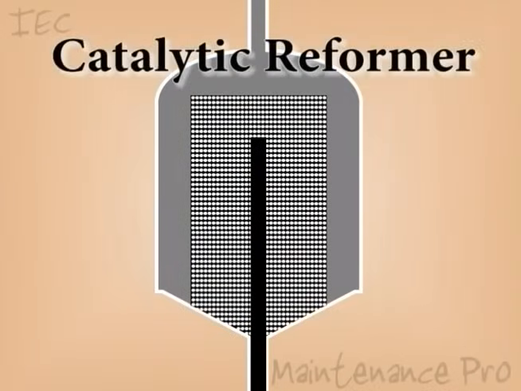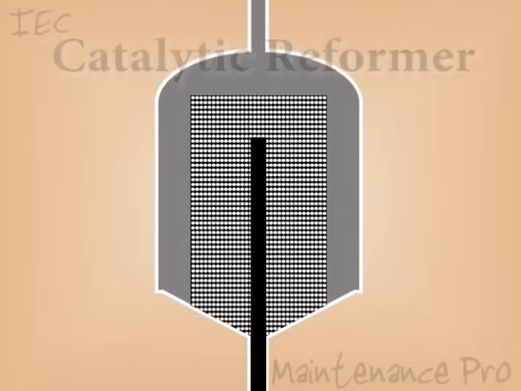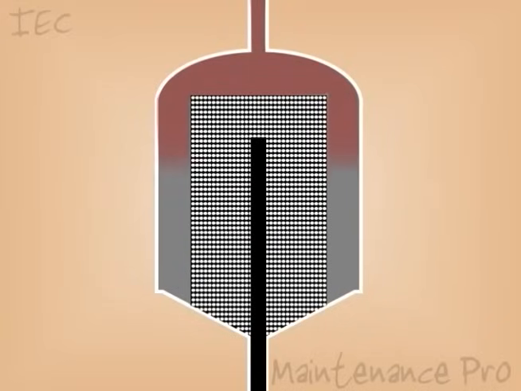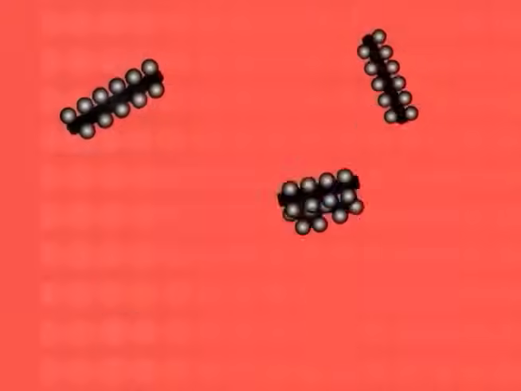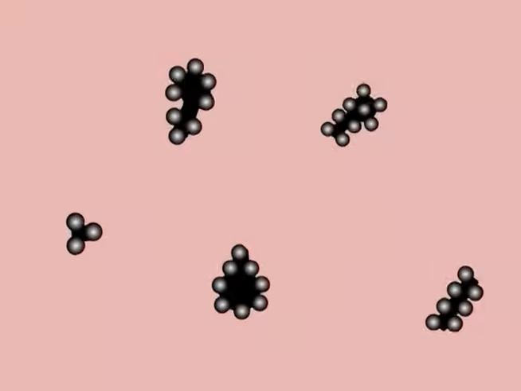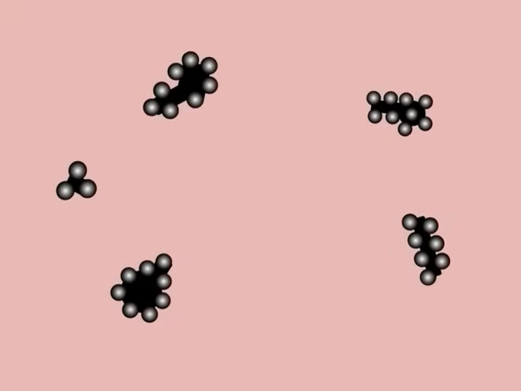But reforming requires a lot of heat, and the process has to be done in 3 or more stages. The straight-run gasoline is heated to more than 900 degrees and fed into the first reactor as vapor. As it passes through the catalyst, reforming begins. But so much heat is absorbed by the reaction that it stops before reforming is complete.